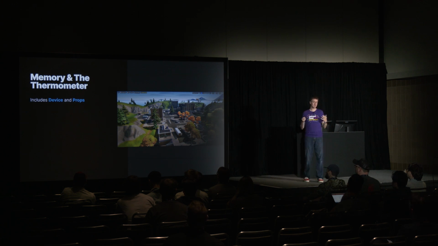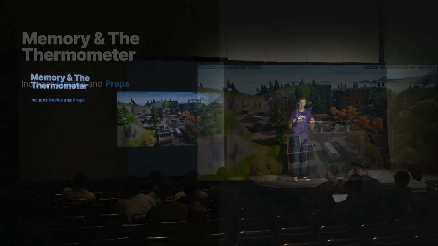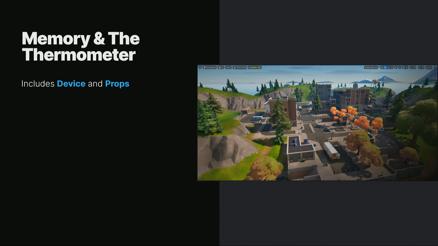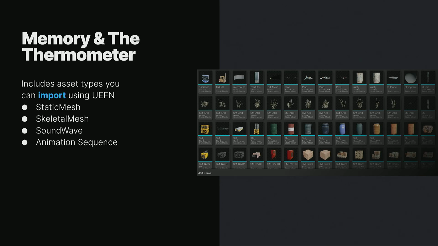So obviously, this thermometer measures things that you put in the map. So that's devices and props that you might place there. And the more of those you put in, the more the thermometer is going to go up. That's obviously what people are very used to and how things work. In UEFN, it also includes the custom assets that you can import. So whether that's a static mesh or a skeletal mesh, whether that's some audio that you import or an animation that you import, if those things are used in your level, they're going to add to that thermometer as well, because those are things that have to be present in memory for your map to operate.